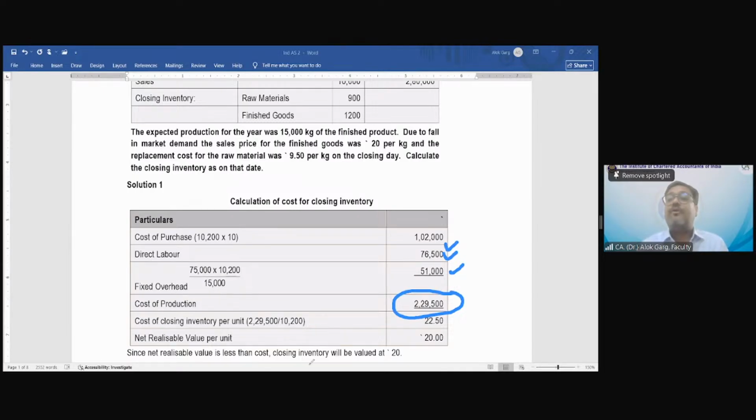Now what is the cost of closing inventory? What is the cost per unit? Your per unit cost is 22 rupees 50 paisa.